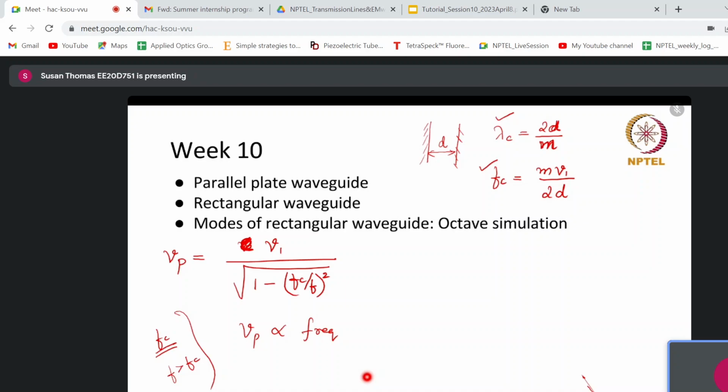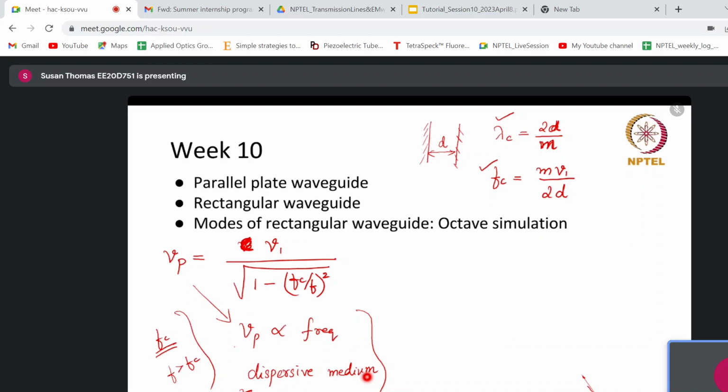So this phase velocity is a function of frequency as per this equation. We say that such a medium is called a dispersive medium. And this phenomenon, when the phase velocity is a function of frequency, we call wave dispersion. So the phase velocity will change depending on the frequency.